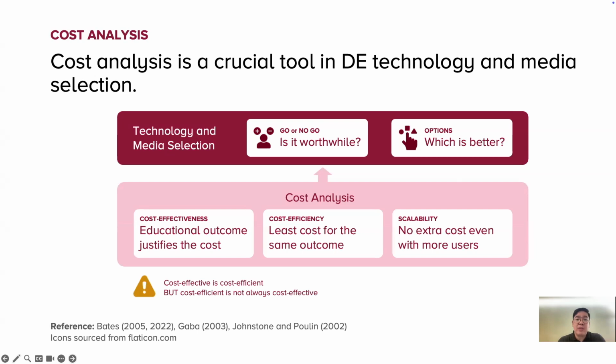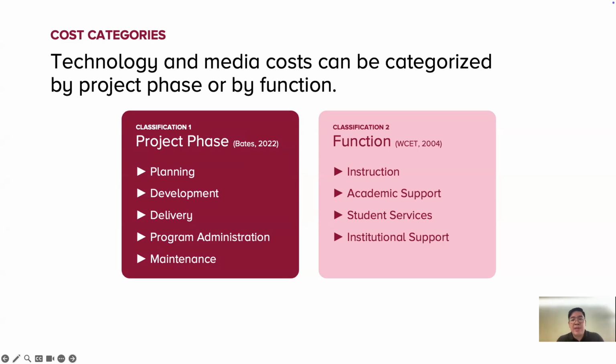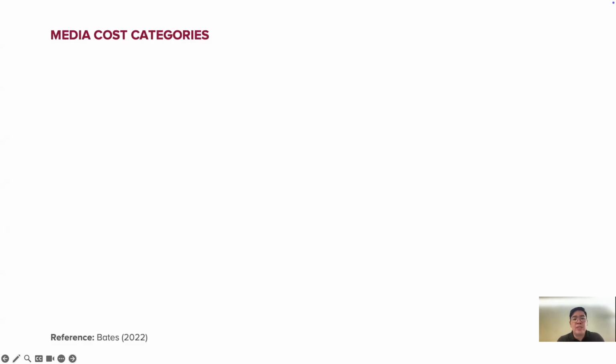Certain projects may also need to be scalable, meaning their cost and performance remain relatively unchanged as more students use them. But what costs should we consider? Bates presented a simplified approach to categorizing costs based on project phases: planning, development, delivery, program administration, and maintenance. Alternatively, the technology costing methodology by WCET offered a comprehensive and function-based categorization: instruction, academic support, student services, and institutional support. I will focus on media costs, although many insights apply to technology costs as well.